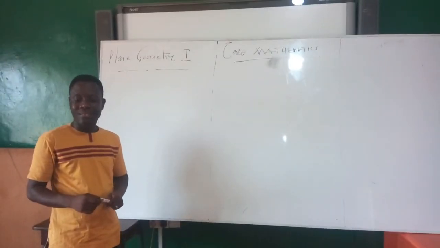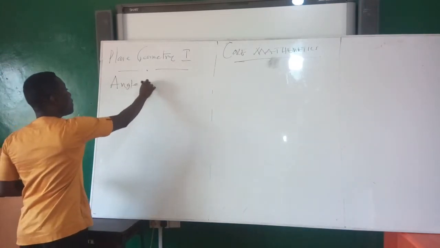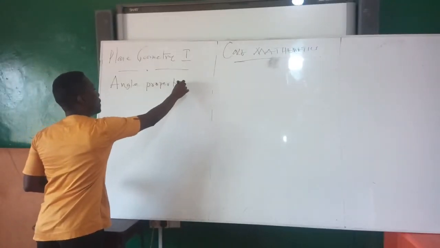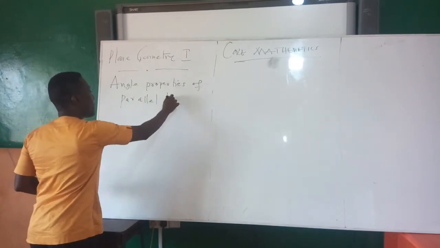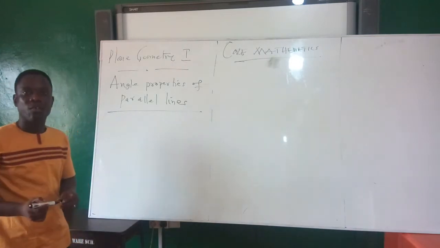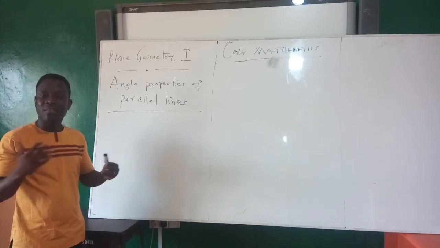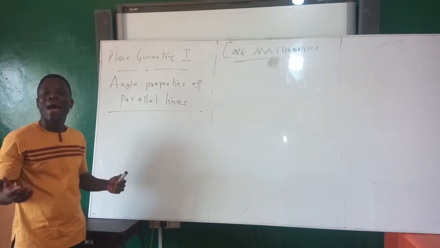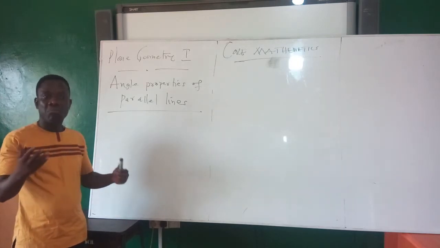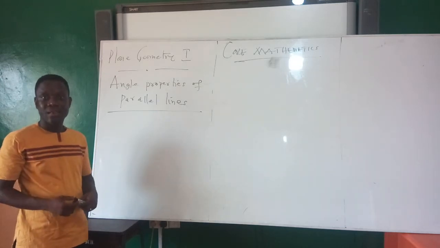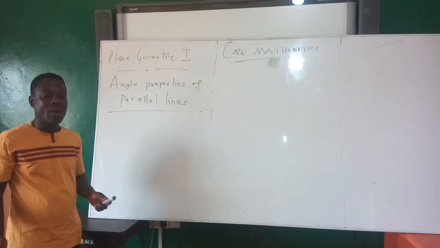Now today, as I said, I'm going to specifically look at the angle properties of parallel lines. Normally you will start from: what are parallel lines? From basic school and JHS, I want to believe that you have an idea of what parallel lines are. Now, what are parallel lines?